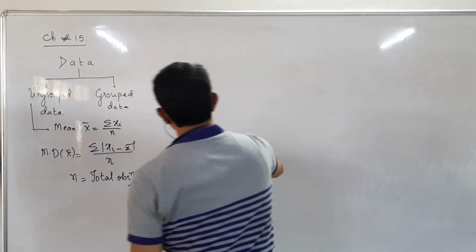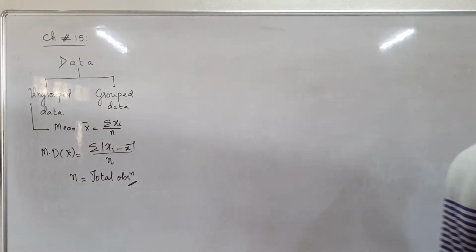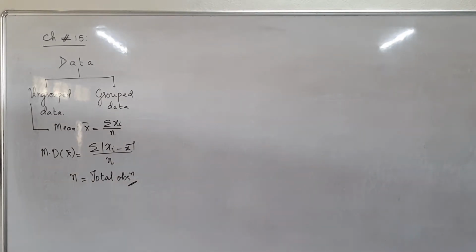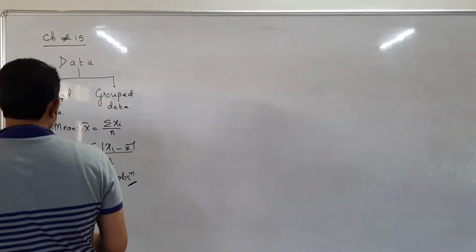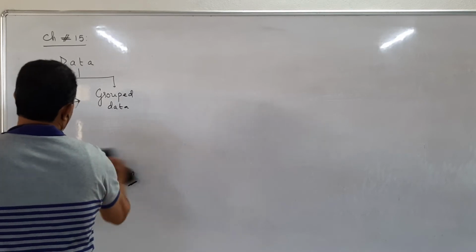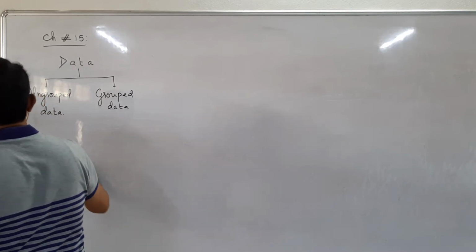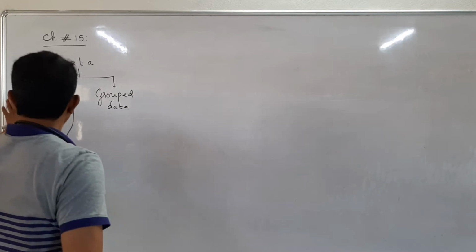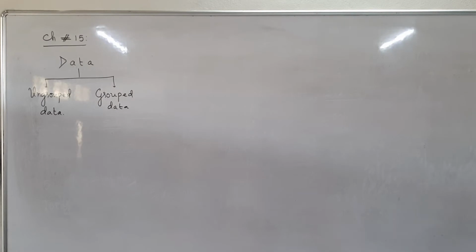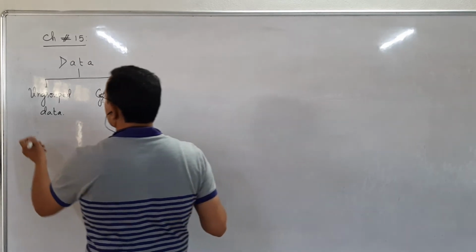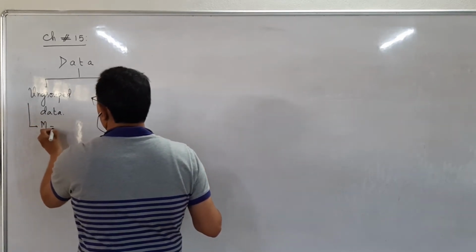You are allowed to use a simple calculator. Now, students, pay attention. The next two sums, sum number 3 and 4, are to find mean deviation with respect to median, and for that the formulas are slightly different. Now, students, how to find median for ungrouped data?